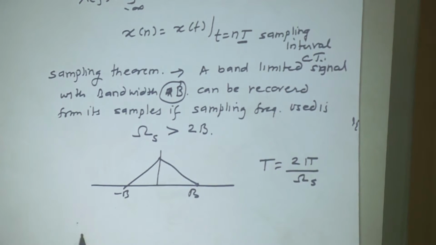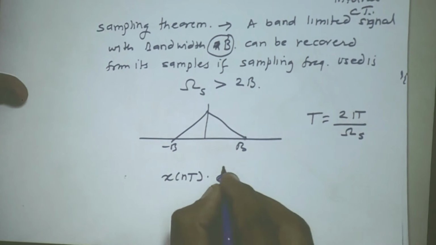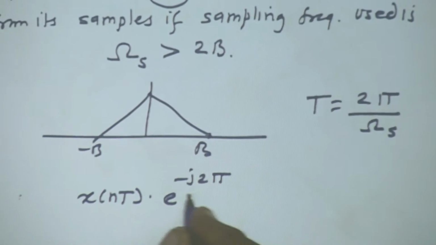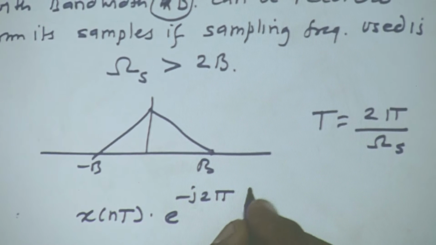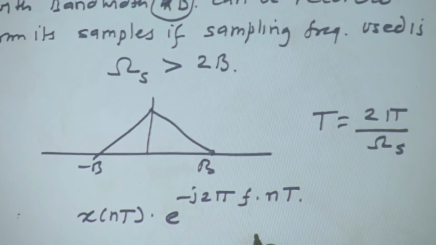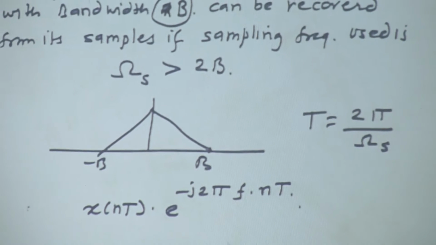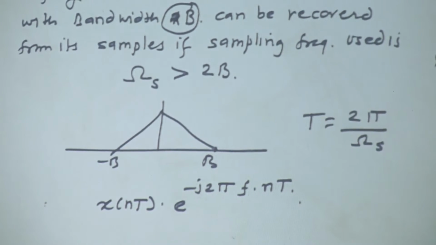What is x of t becoming? x of t is becoming x of nT e to the power minus j 2 pi f times t, where t becomes n times T. And dt is 1. What is dt? The difference between two adjacent samples, which is 1. 2T and 3T, difference is 1. 1T and 2T, difference is 1. 100T, 101T, difference is 1. So dt is not taken.